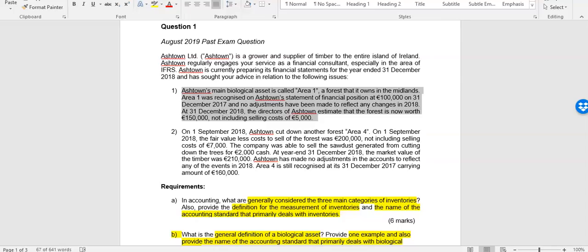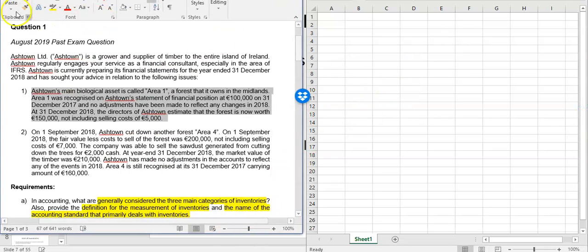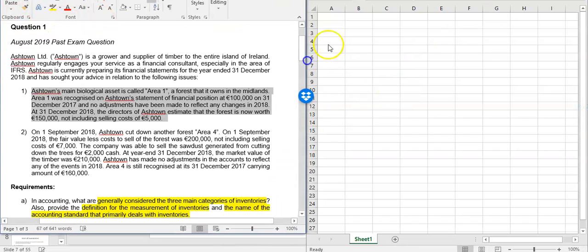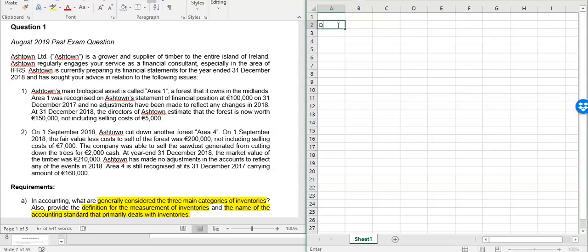So if we start off, we'll put these side by side to do the answer. So we start off with the basics of question 1. First thing we're looking at is part A. Now again, these are really theory based, more suited towards a closed book exam as they had in August 2019, but we'll look at them.